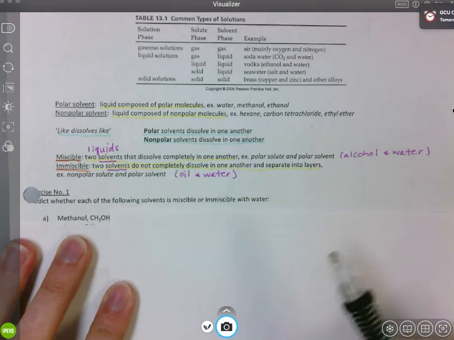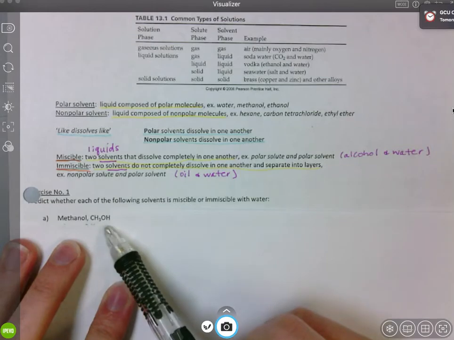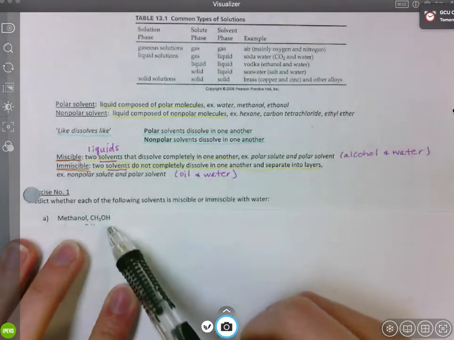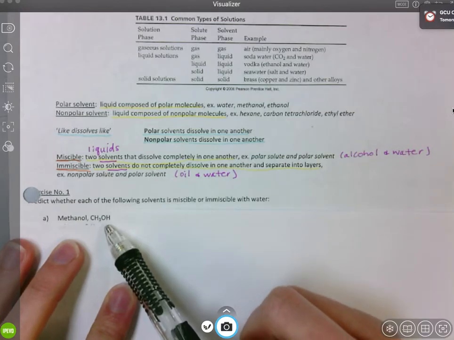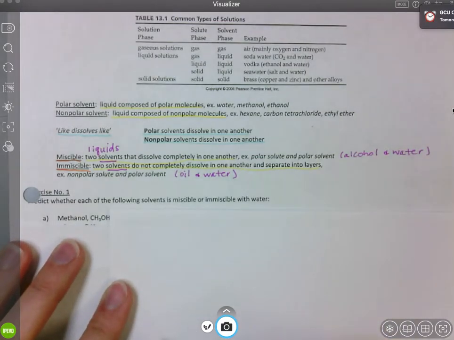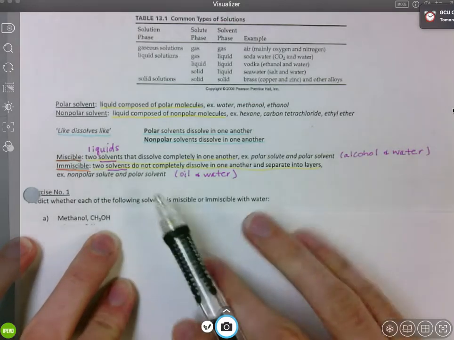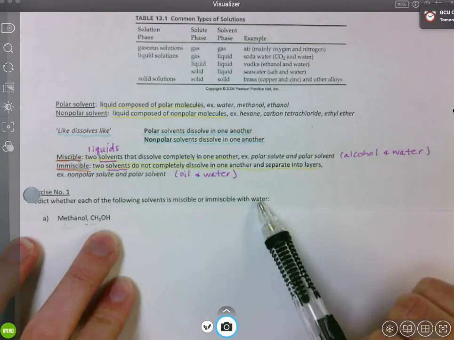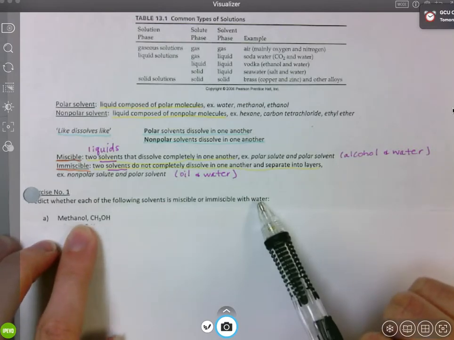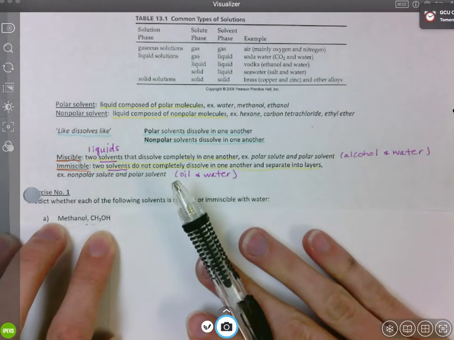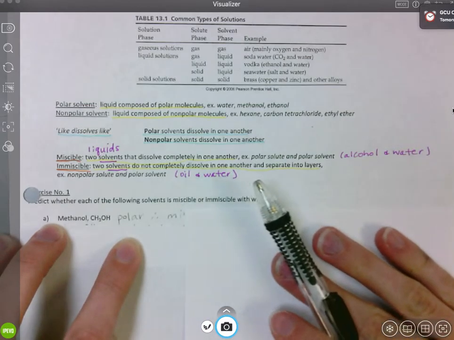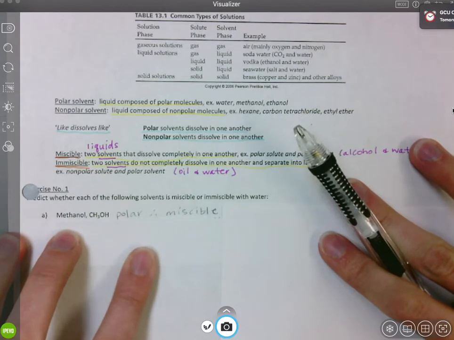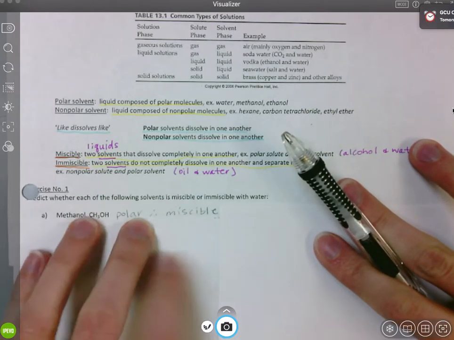So the carbon-hydrogen bond here is nonpolar, but the oxygen-hydrogen bond and the oxygen-carbon bond are polar. We got a hydrogen bond here. It's definitely polar. So methanol is a polar molecule. Alcohols are polar. So water is also polar. So we have a polar water mixing with polar methanol. So like dissolves like. Since it's polar, therefore they are miscible.